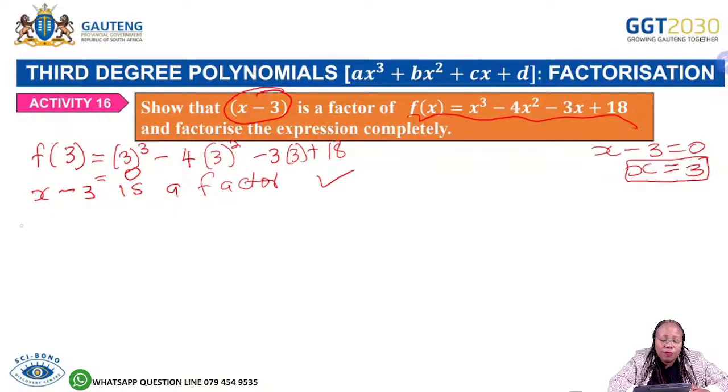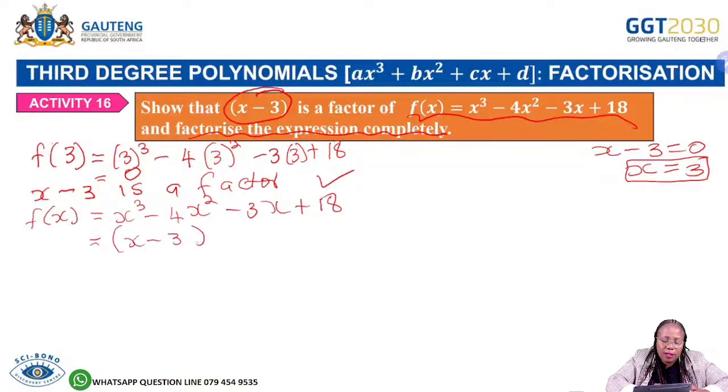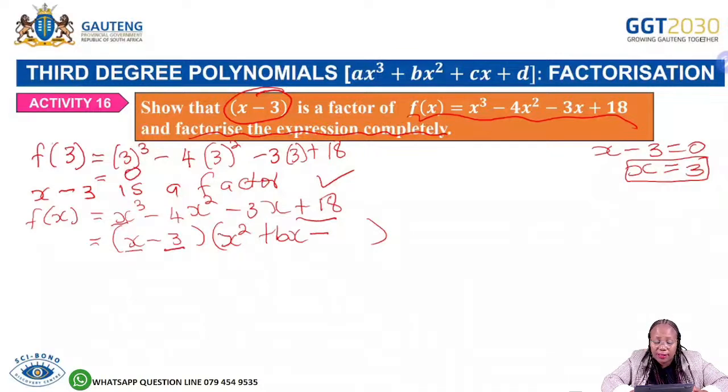Okay, now to find other factors, because you need to factorize this expression completely, we are going to take our f(x) function, which is x cubed minus 4x squared minus 3x plus 18. We have the first factor x minus 3, which will assist us to get the trinomial factor. It's x cubed divided by x, that is x squared, middle term bx, and then 18 divided by minus 3, that is minus what? Grade 12, minus 6.